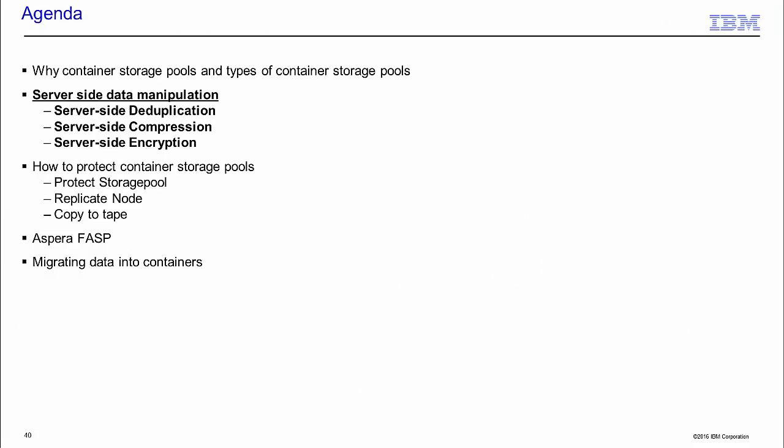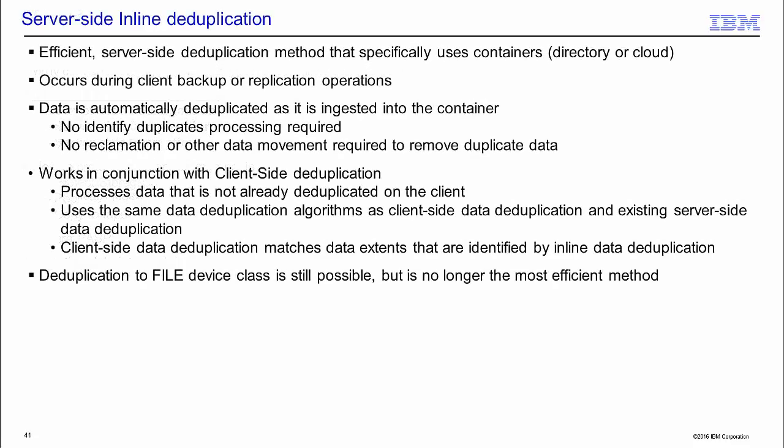Let's take a look at how the Spectrum Protect server manipulates the data that's being written into the containers. We're going to look at inline dedupe, server-side compression, and server-side encryption. The inline dedupe is an efficient way to write the data out to the containers, both directory or cloud. It will occur during the client backup or the replication operation, and data is automatically deduped as it's ingested into the container. We don't have any out-of-band processes running, and we don't have any need to reclaim space out in those containers.